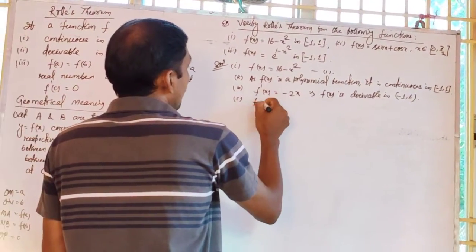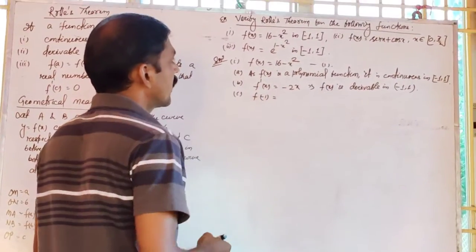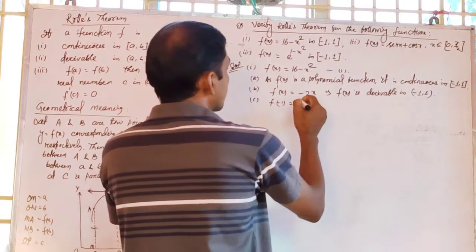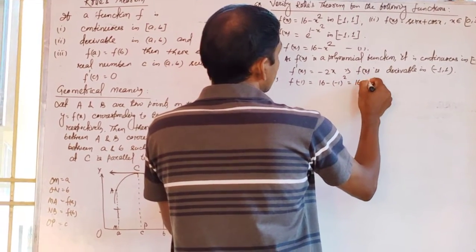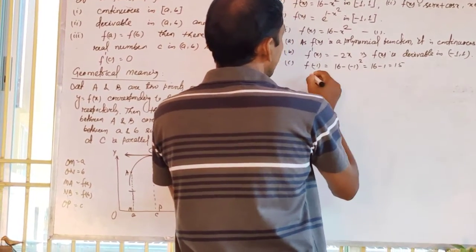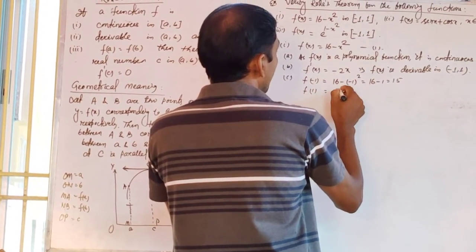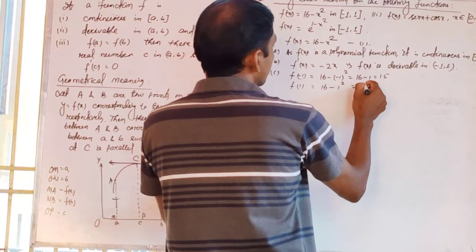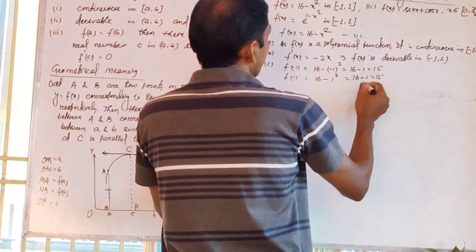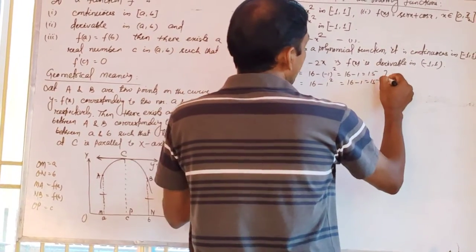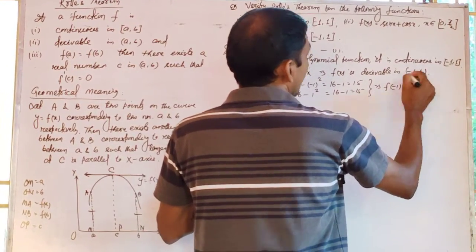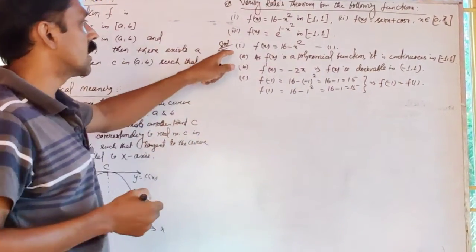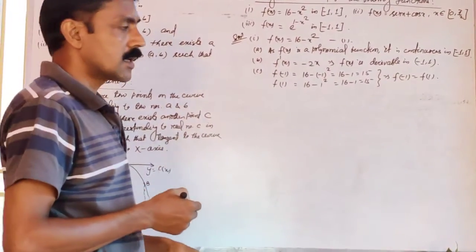Now what is f of minus 1? f of x is 16 minus x square. So 16 minus (minus 1) whole square, so 16 minus 1 equal to 15. And f of 1 is 16 minus 1 square. So this implies f of minus 1 equal to f of 1. So here we see all three conditions are satisfied.